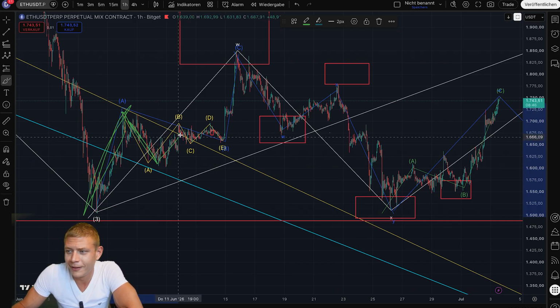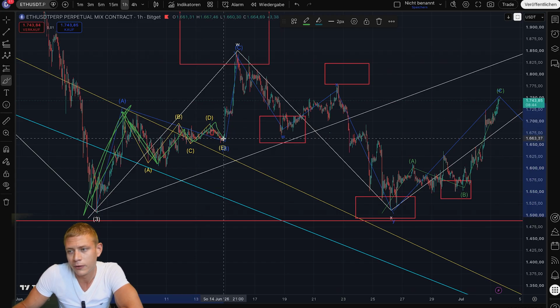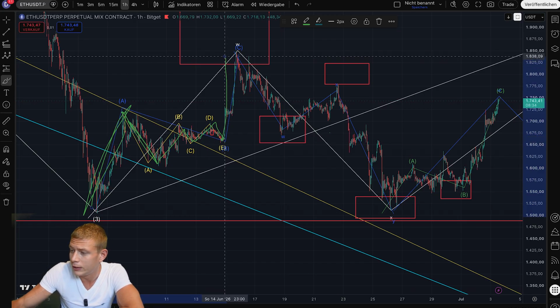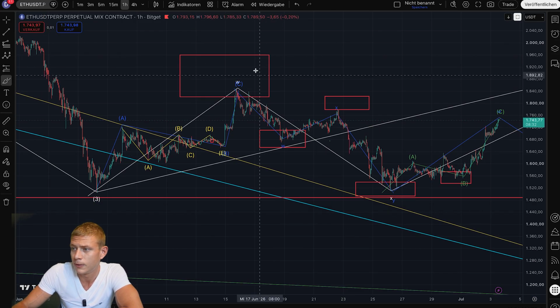But once you see B, C, D, E, it can only be an ABC. Also WXY, so if that's the X wave, it's possible, but most likely it's an ABC. And in both scenarios, it will give you only this possible target region here.